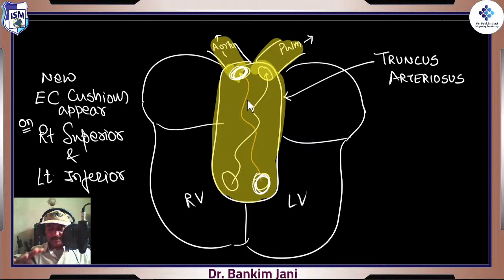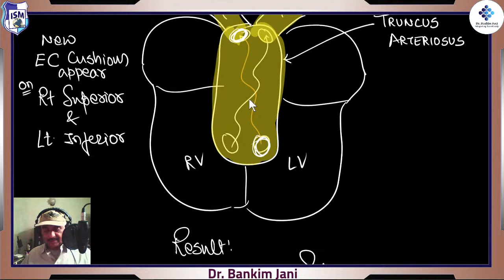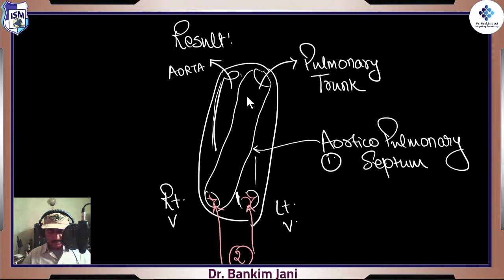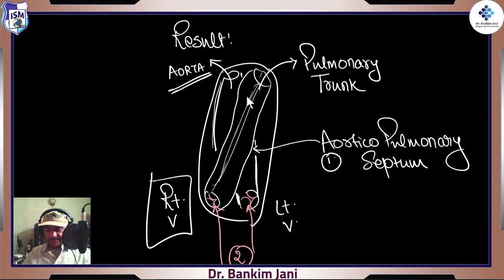So from this truncus arteriosus, there is a formation of a tube inside, right? There is formation of a tube, and this is the aorta. Whatever is left out is the pulmonary trunk, right? So now it is fine that from the right ventricle, it goes to the pulmonary trunk and then it divides, and from the left ventricle, it is the aorta which goes.